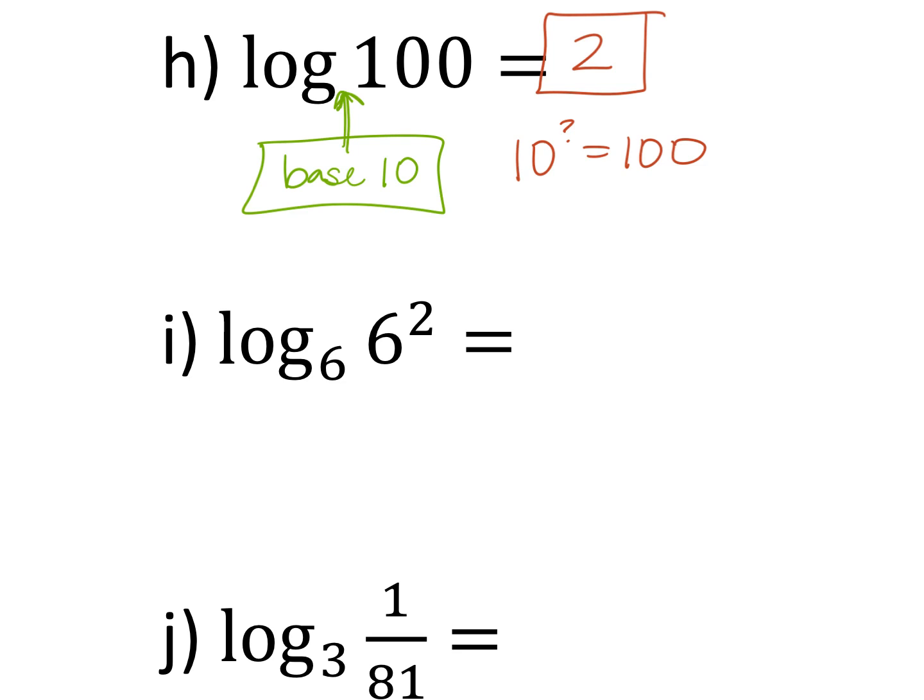Okay, letter I. And this one should be like the easiest one, and people are always like, what the heck is that? But just think about it. What question are you asking yourself right now? 6 to what power equals 6 squared? 2. 6 to the second equals 6 to the second. So 6 to the second power equals 6 to the second power.